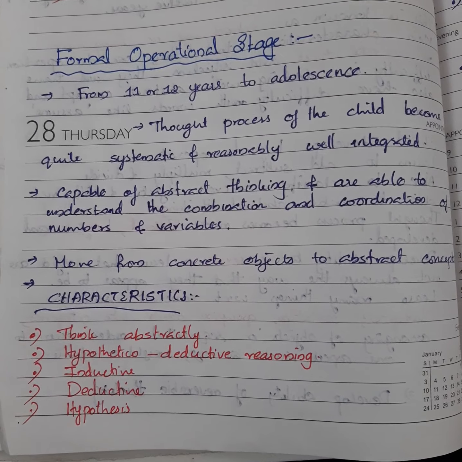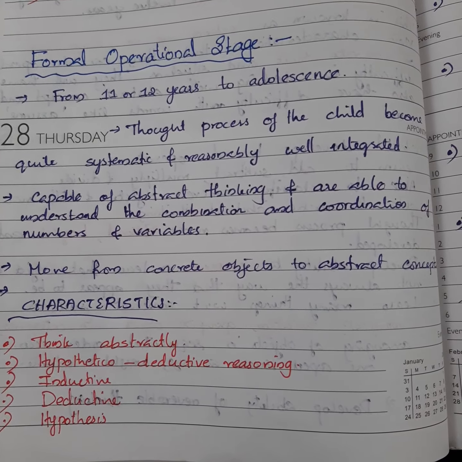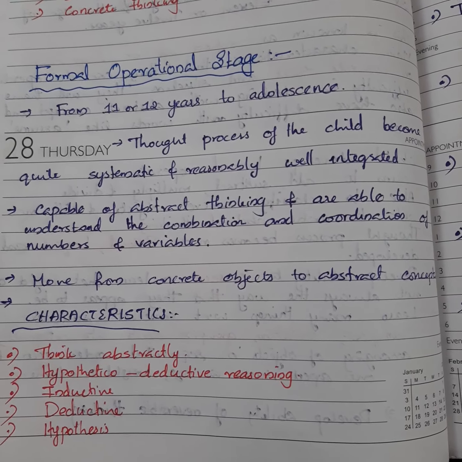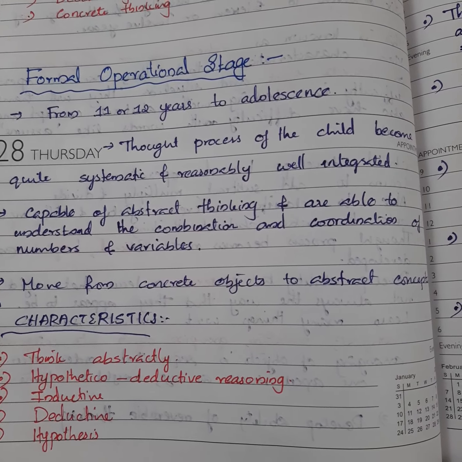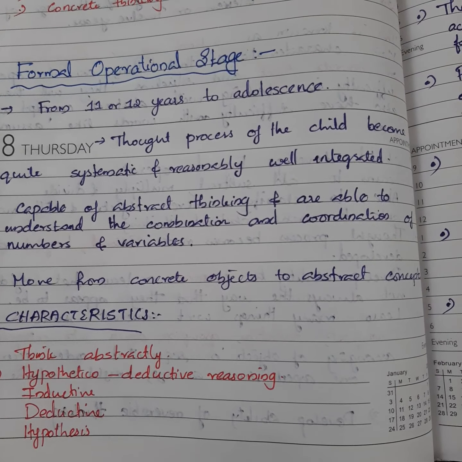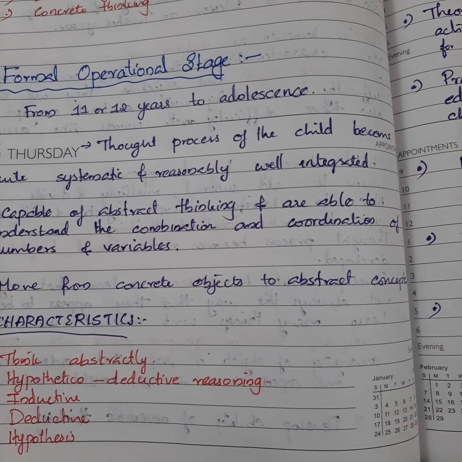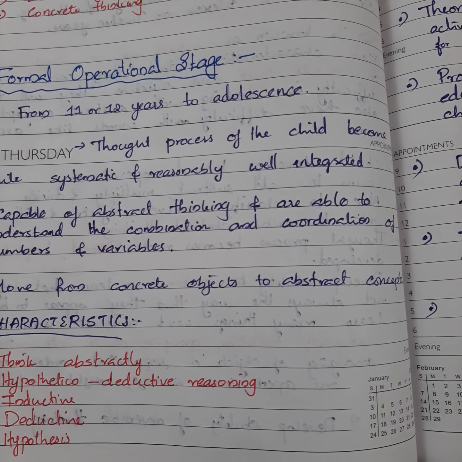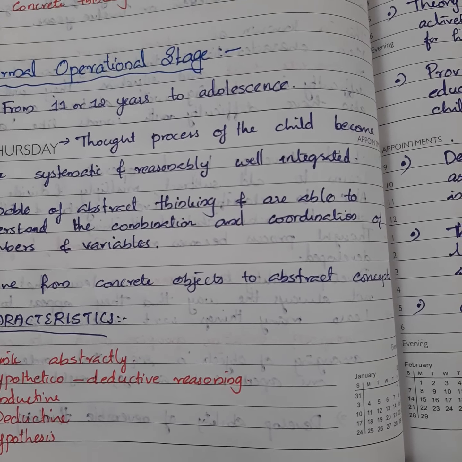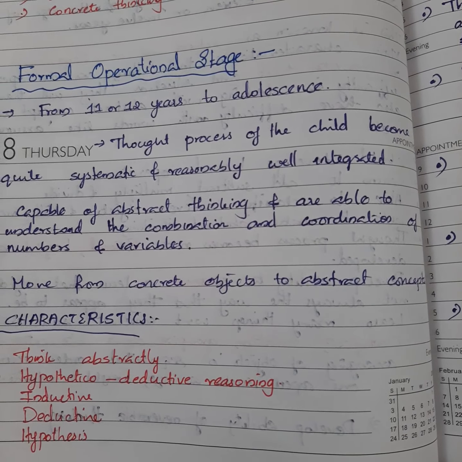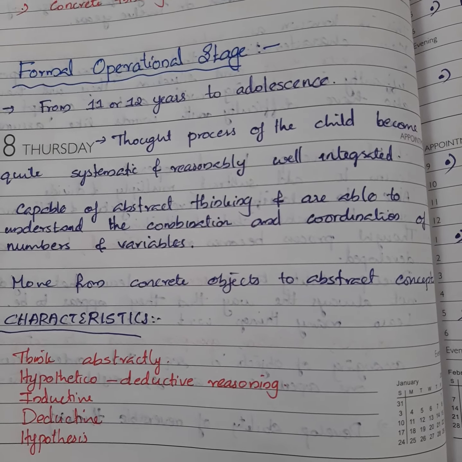The most important characteristic of the formal operational stage is hypothetico-deductive reasoning. Children in this stage use the formal operations problem-solving strategy in which an individual begins by identifying all factors that might affect the problem and then deduces systematically. Piaget called it hypothetico-deductive reasoning.